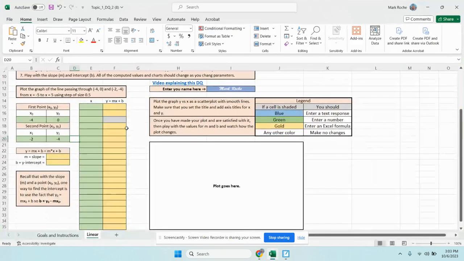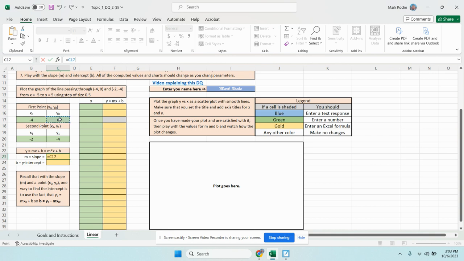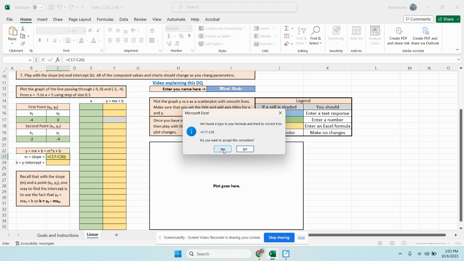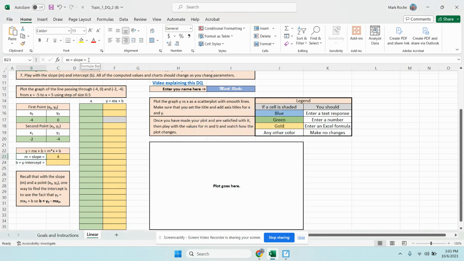Now it wants me to use a formula for slope. So here, I'm going to click on the box, and in the formula box, I'm going to enter my equal sign, and I'm going to select, holding control, y2, which is this box here, minus the other y coordinate, which is C20, and I'm going to make sure I put them in parentheses. Let me fix that. I have to do this all in one step.